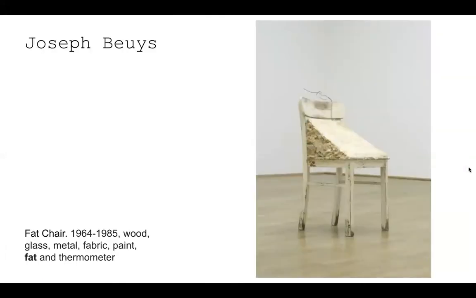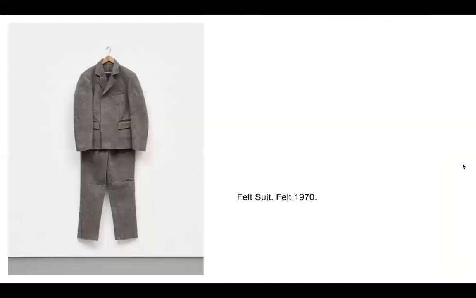Here we have Joseph Beuys, Fat Chair. This is a very notable piece that you should all know and will probably come into contact with again. We have his felt suit. This stems from the fact that he was in the war as well. And there was this whole mythology that no one actually knows if it's true or not, but he was shot down in an airplane and the only thing that kept him safe was this wool blanket. So you'll see a lot of felt and wool. We also saw it with Man Ray as well.